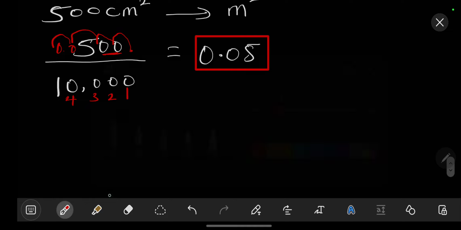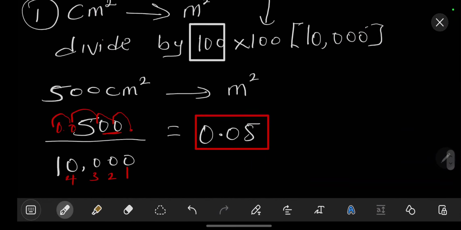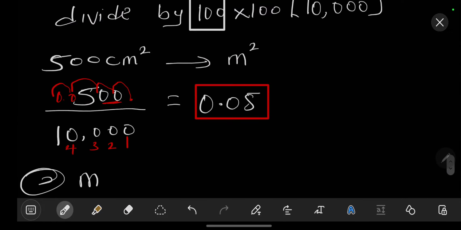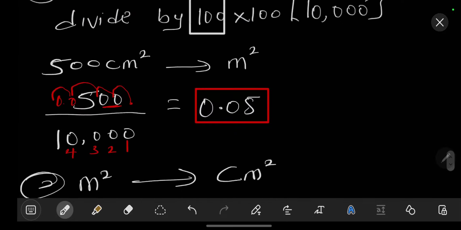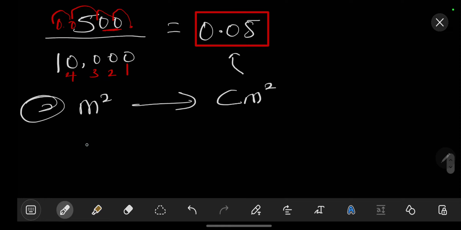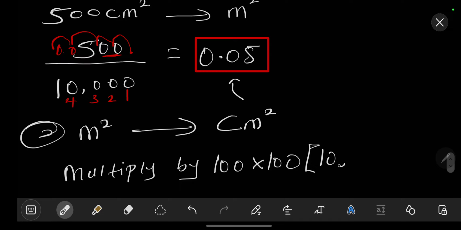Now, let's move on really quick to the next one. Number 2, if you want to convert from meter square back to centimeter square, you just have to do the exact opposite. You see that now? So let's say we want to convert the same value, which is 0.05, back to centimeter square. We have to multiply our value in meter square by 100 times 100, which is 10,000. You see that now? So this is 10,000.